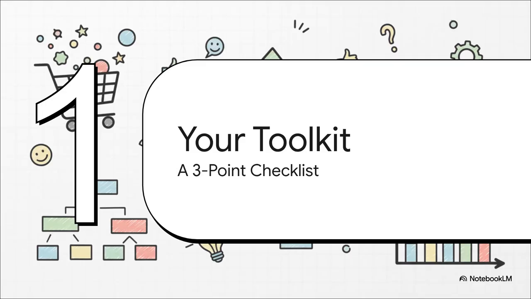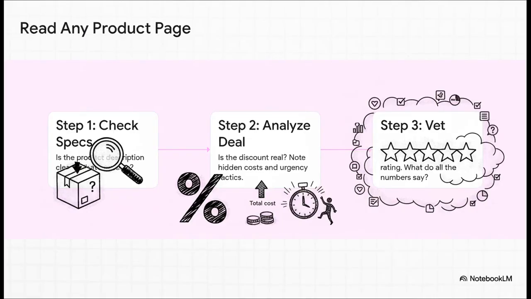So now that we've taken this entire page apart, how can you actually use this information? Well, here's a really simple 3-point checklist you can use to analyze pretty much any product page you ever come across. It really just boils down to 3 steps. First, check the specs, but always look for what's missing, like a brand name or a warranty. Second, analyze the deal. Look past the big flashy discount for hidden costs and be aware of those urgency tricks. And finally, number 3, vet the seller. Never trust a single rating. Look at all the data points to understand who you're really buying from.